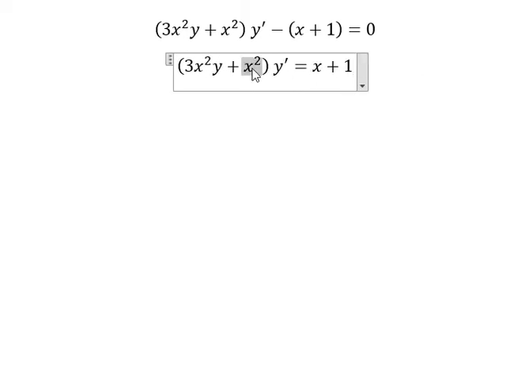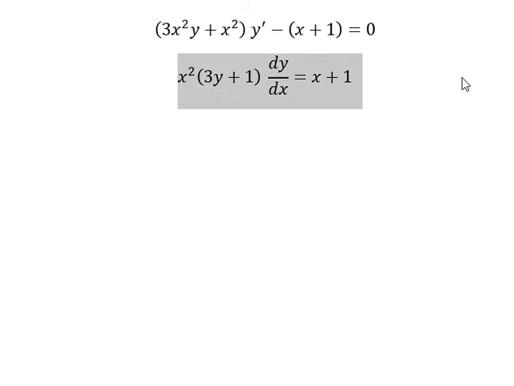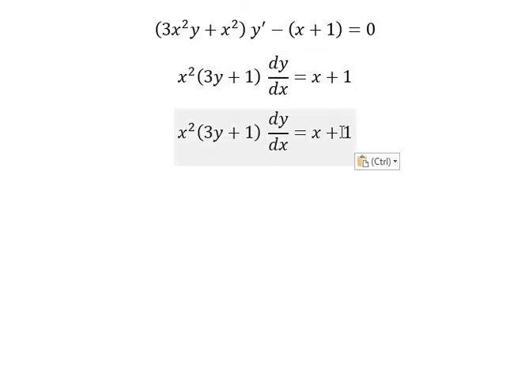Next, we do factorization by s squared in here. This one we change to dy over dx. Now, the s we put on the right, s squared we put on the right.